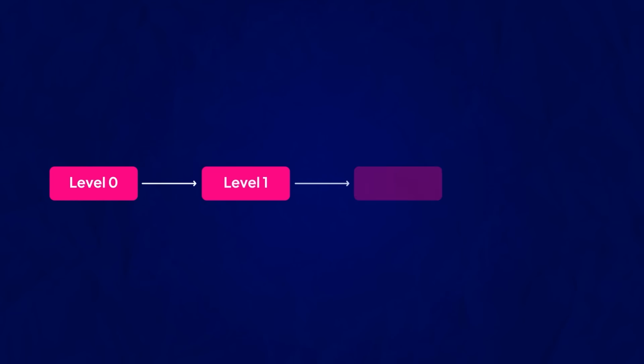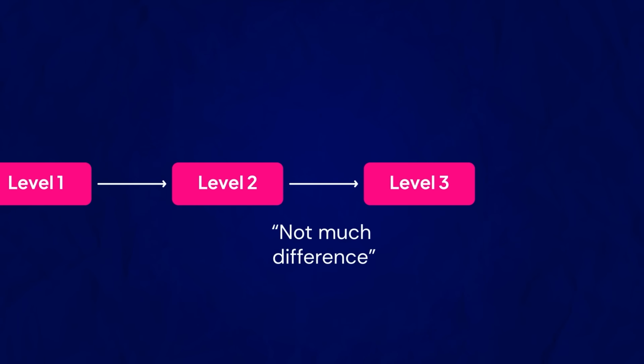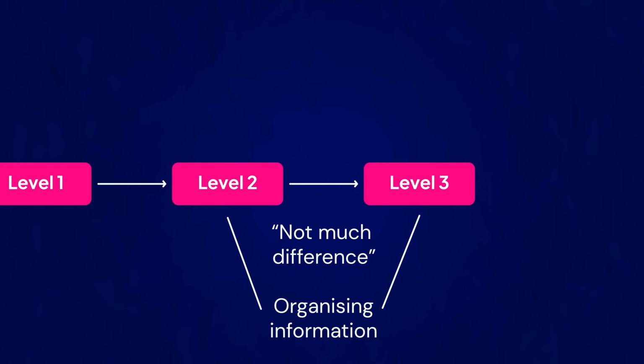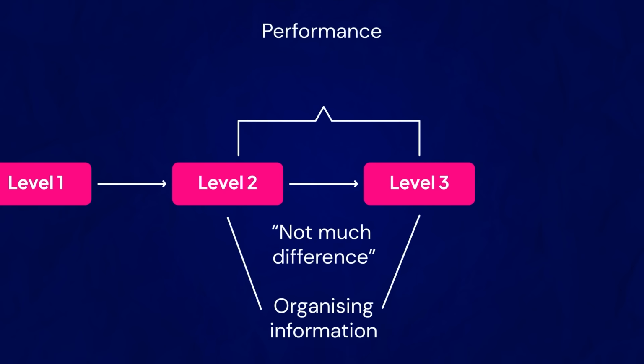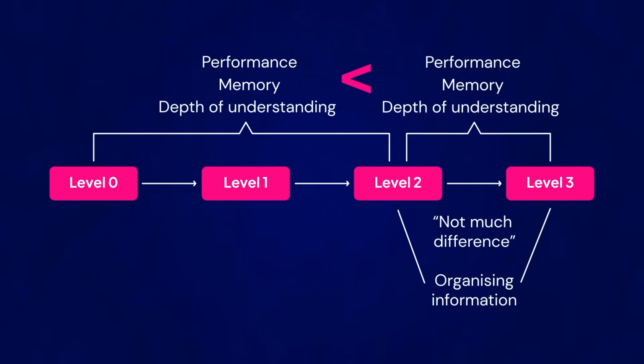Now, for most people, the difference between level 2 and level 3 may not seem like much. After all, we're still just grouping and organizing information. But the difference between level 2 and level 3 in terms of how much it affects your performance and results and memory and depth of understanding is probably more than the difference between going from level 0 all the way through to level 2.